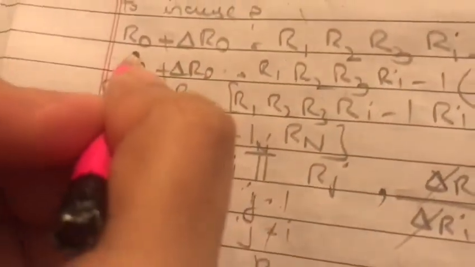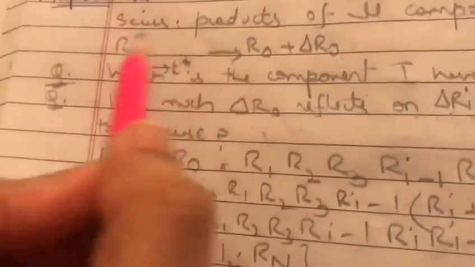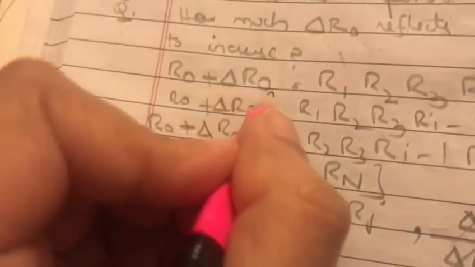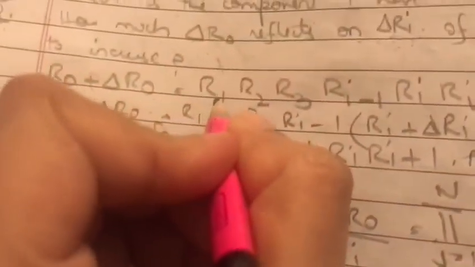First of all, for that we have a formula. We know that in a series block diagram, we have the product of all the components. So when taking R0 plus delta R0, we have the formula R1 times R2 times R3 times Ri minus 1 times Ri times Ri plus 1 times Rn.